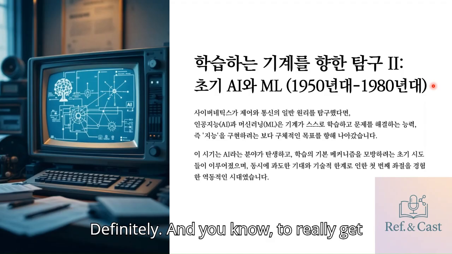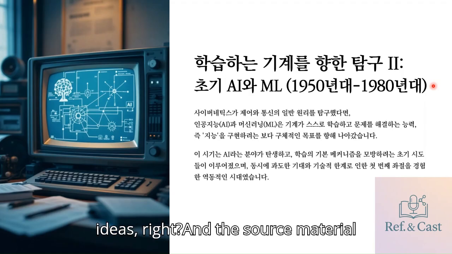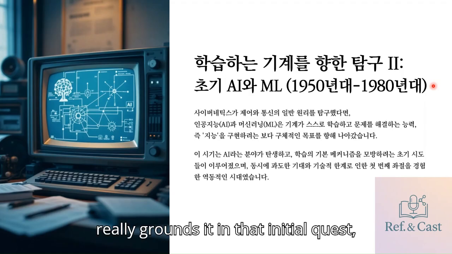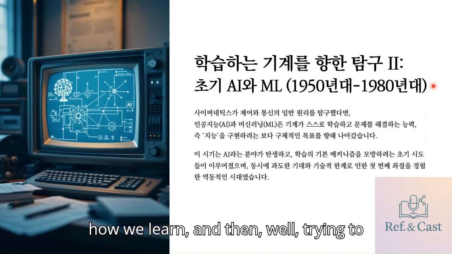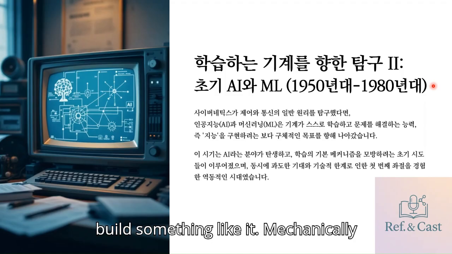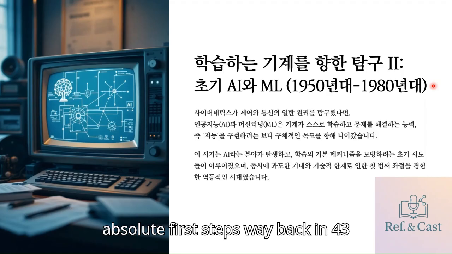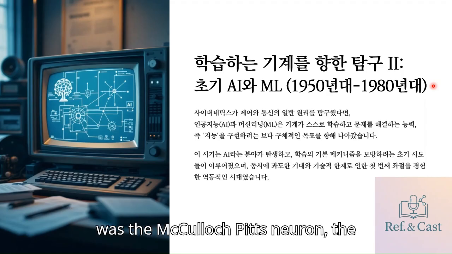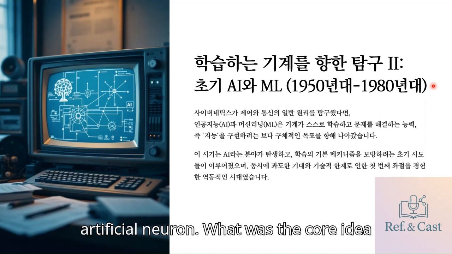Definitely. And to really get where we are now, you have to understand where it all started, the very first ideas. Right. And the source material really grounds it in that initial quest, trying to understand the human brain, how we learn, and then trying to build something like it. Mechanically replicate it, yeah. And one of the absolute first steps, way back in 1943, was the McCulloch-Pitts neuron, the first sort of formal model of an artificial neuron. What was the core idea there?